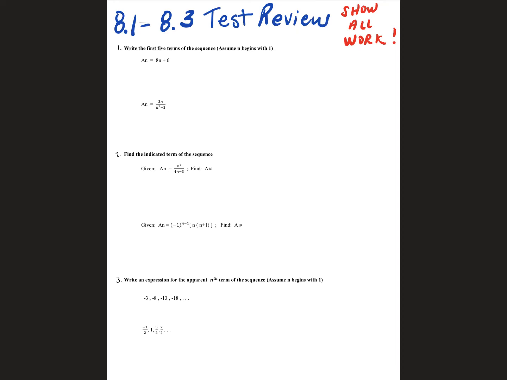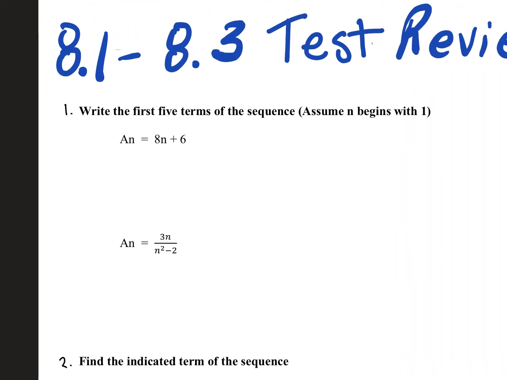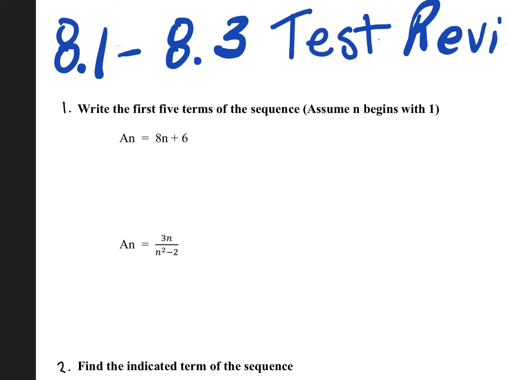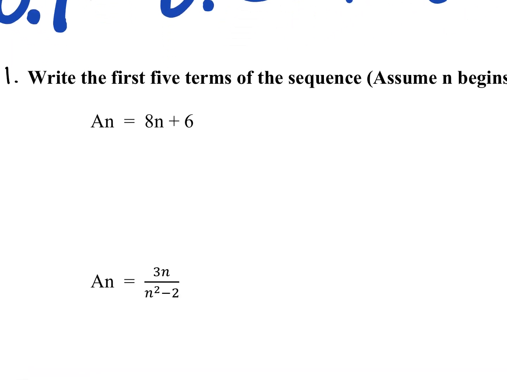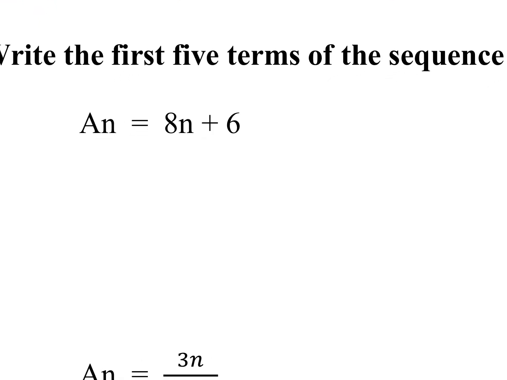So let's take a look at number 1. It asks to write the first 5 terms of the sequence, assume n begins with 1. So we're just going to plug in 1, 2, 3, 4, and 5. So a sub 1, we plug in 1.